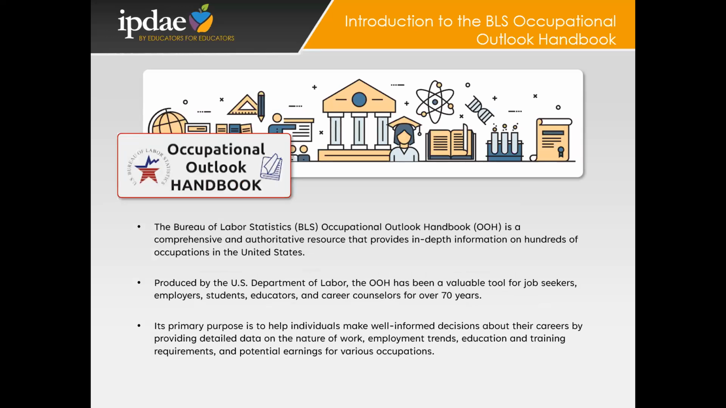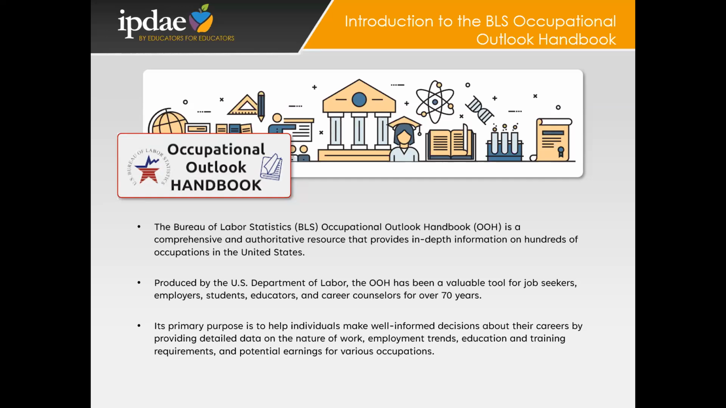The BLS Occupational Outlook Handbook is a comprehensive and authoritative resource that provides in-depth information on hundreds of occupations in the United States. It has been in effect a valuable tool for counselors for over 70 years. Its primary purpose is to guide individuals in making well-informed decisions about their careers by providing detailed data on the nature of work, employment trends, education, and training requirements, while also indicating what potential earnings for various occupations might be.